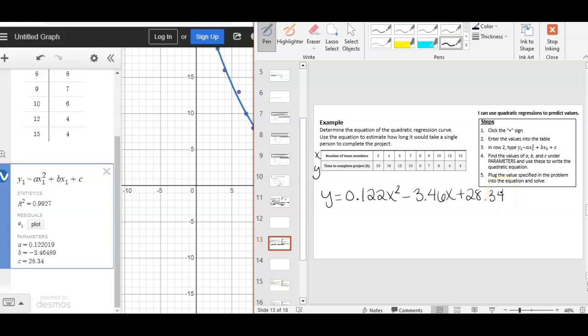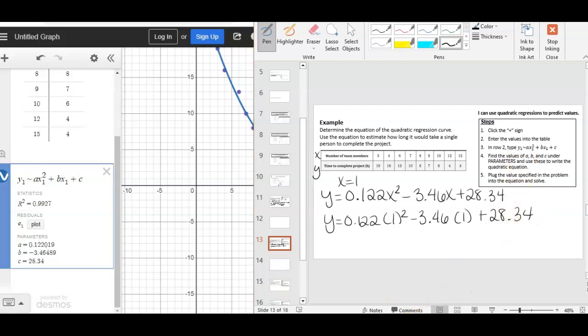Okay, so now what we need to do is use this to estimate a specific value. So it wants us to figure out how long it would take one person to complete the project. To figure that out, we're just going to plug in x equals 1, right? So that's for one person. So we do y equals 0.122 times 1 squared minus 3.46 times 1 plus 28.34.